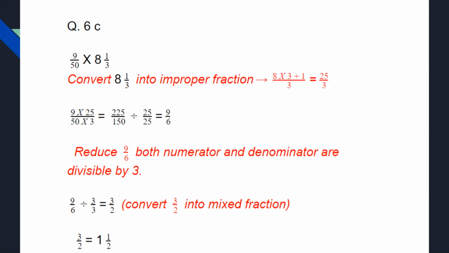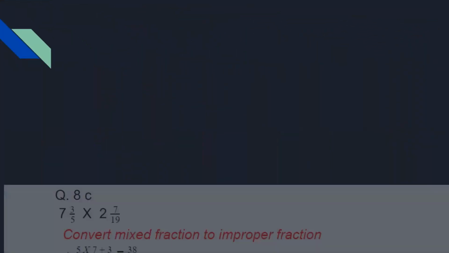Now convert 3 upon 2 into mixed fraction. Divide 3 by 2 and we will get 1 1 by 2. In this way, we can convert the answer into mixed fraction. If the final answer is in the improper fraction form, we will divide the numerator by the denominator to get a mixed fraction. So let's take the next example.